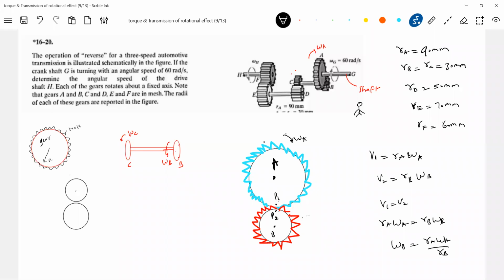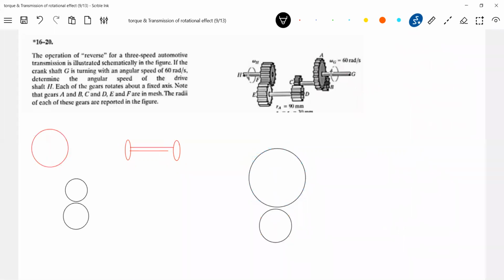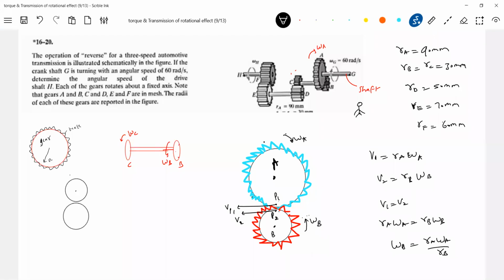Yeah, this will be easy for you now. VP1, VP2. So when this rotates like this, the angular velocity of this should be in this direction. So we are standing at this particular point and making the observation.